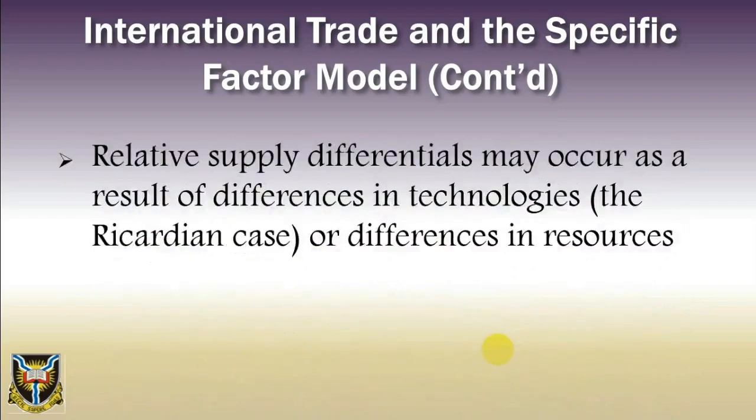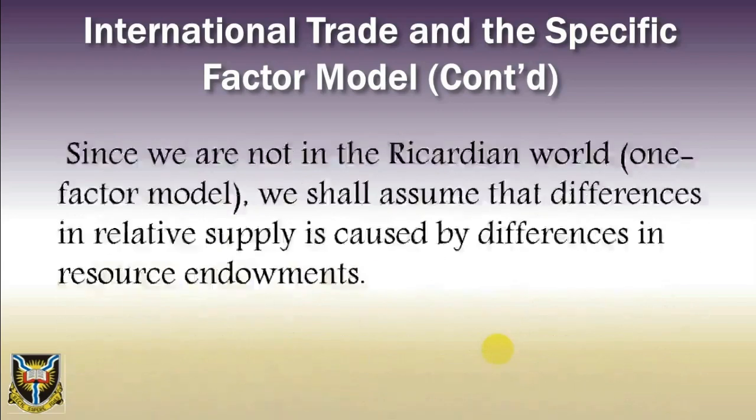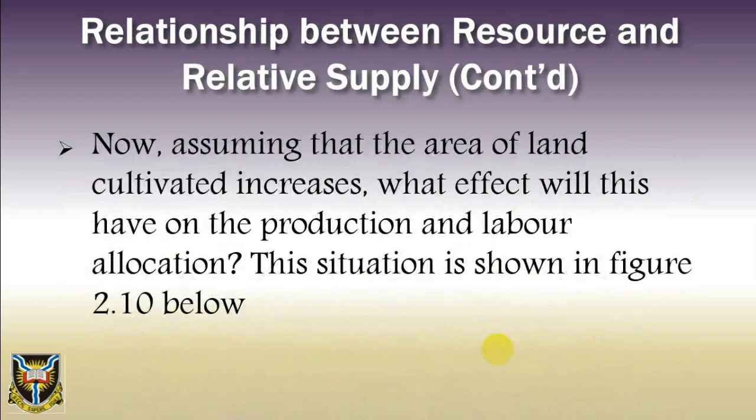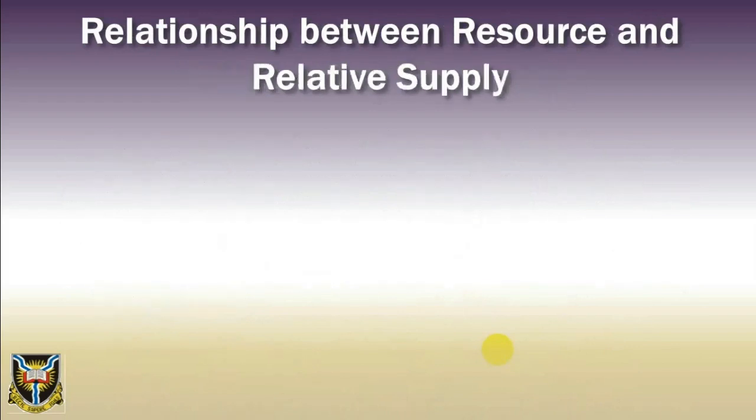Relative supply differential may occur as a result of differences in technologies or differences in resources. Since we are not in the Ricardian world, we shall assume that differences in relative supply is caused by differences in resource endowment. Relationship between resources and relative supply. Consider Nigeria having abundant land area relative to Indonesia, whereas Indonesia has abundant natural resources relative to Nigeria.